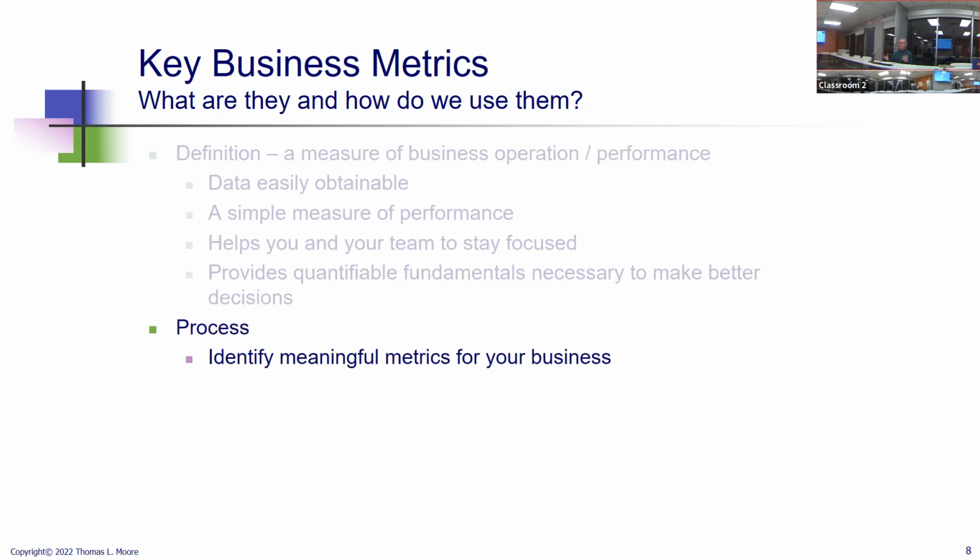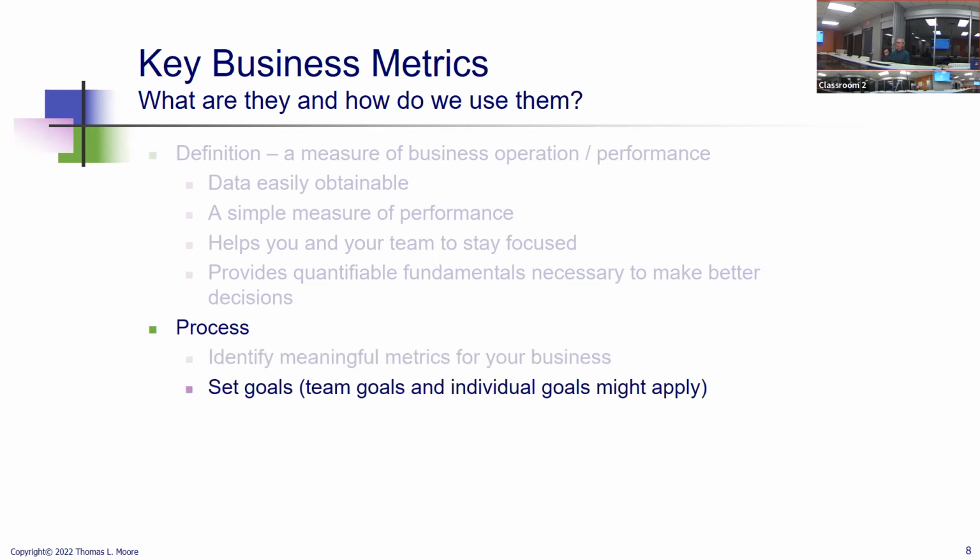The process for doing it, identify the meaningful metrics for your business. My encouragement to you is, don't get it so big that you're tracking 10 or 15 different business metrics. I'd start with 3 or 6, something along that line that's easy for you to track, easy for you to remember, easy for you to discuss and communicate with your team. Set goals, set what you want, both from a team perspective and an individual perspective.